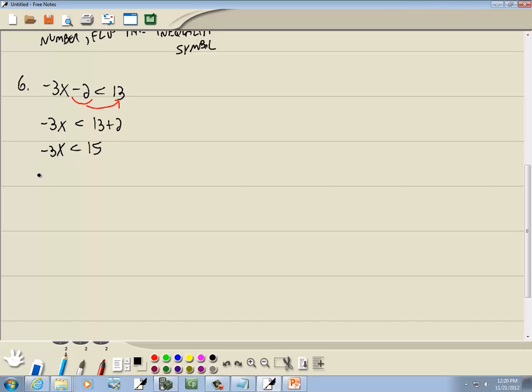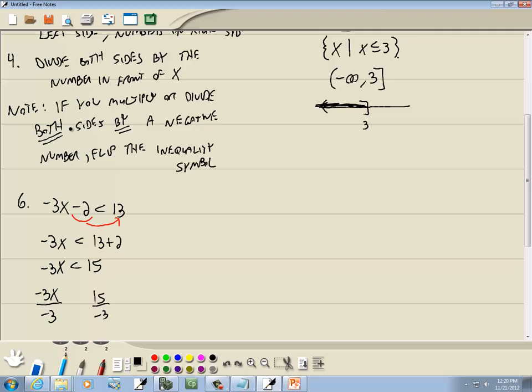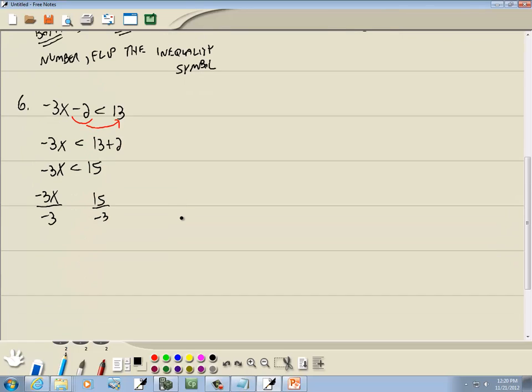Last step, divide both sides by the number in front of your x. So we're going to divide both sides by -3. If you multiply or divide both sides by a negative number, and we just divided both sides by a -3, this says you flip your inequality symbol. So our less than becomes a greater than. Those -3's cancel, and we got x is greater than -5.